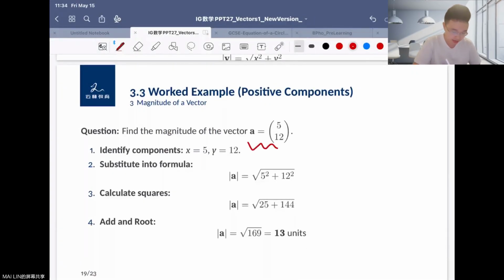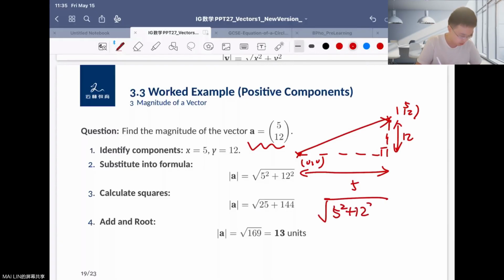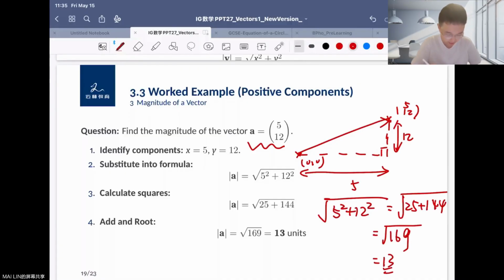Here we have a vector a equals (5, 12). We can identify the components: x equals 5, y equals 12. From the origin (0, 0) to (5, 12), we draw a triangle, where the lengths are 5 and 12. Because it is a right angle triangle, we get the square root of 5 squared plus 12 squared, that is 25 plus 144, equals the square root of 169, equals 13. So the modulus or magnitude of the vector equals 13 units.